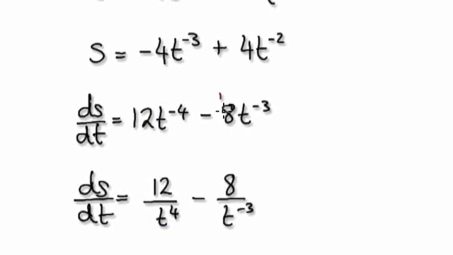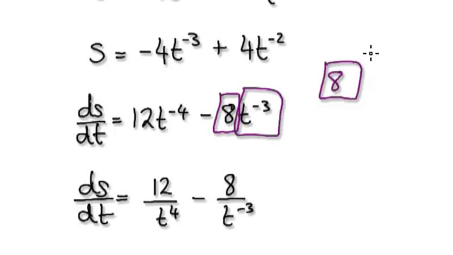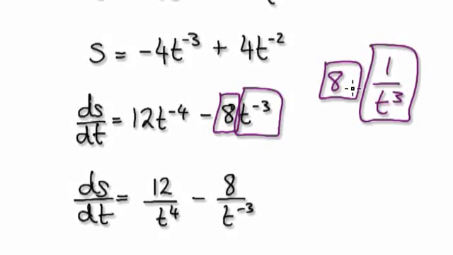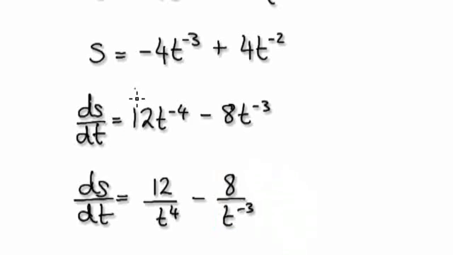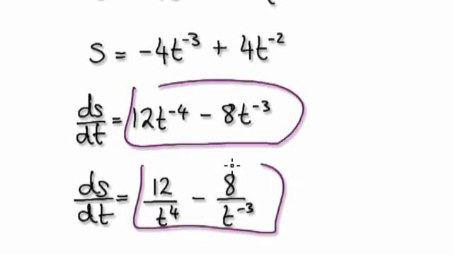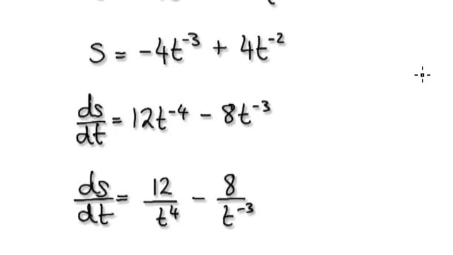Okay, and then this bit here, visualize it as this times this here. So that will then become 8, and then 1 over t to the power of 3. This 8 gets multiplied to the top, so it will become this. So this thing here, tidied up, will look like this. Okay, and the last one.